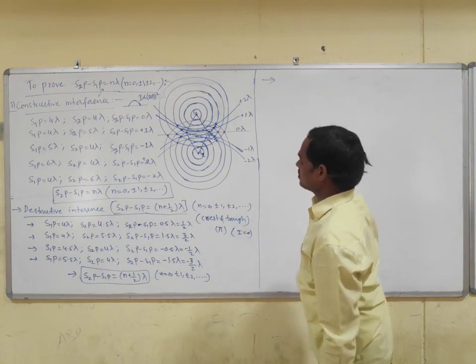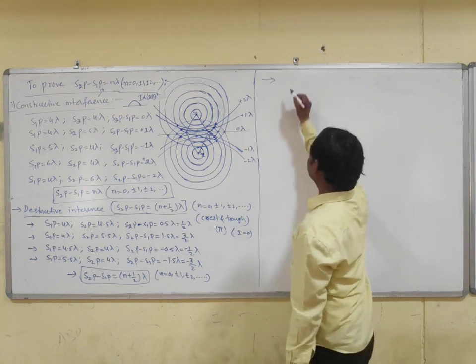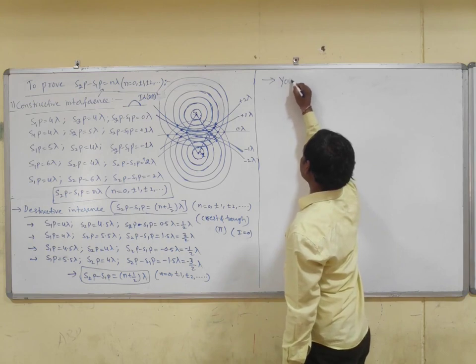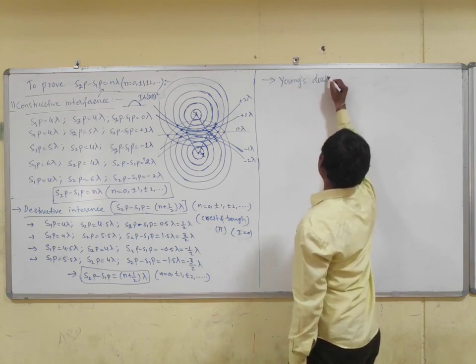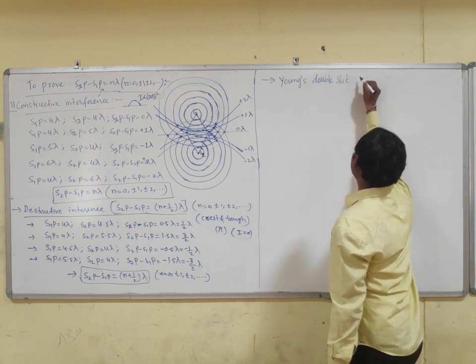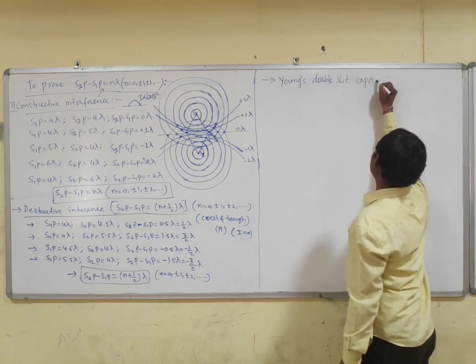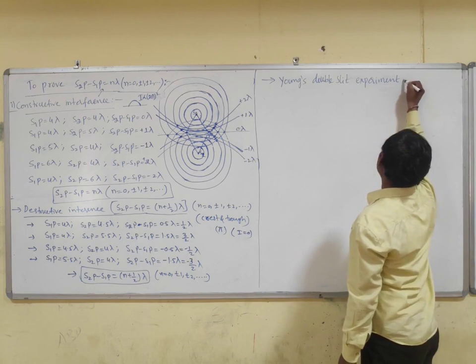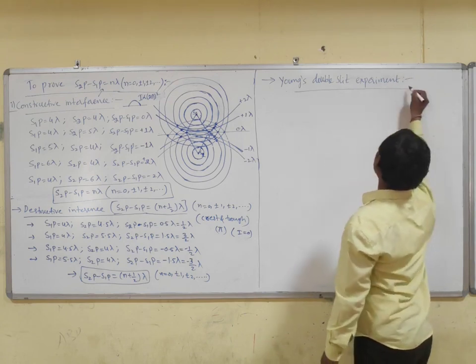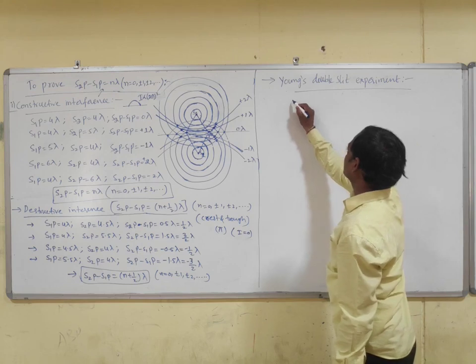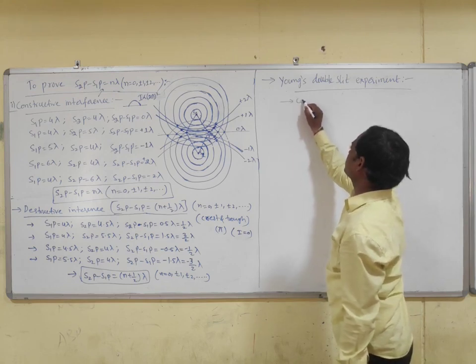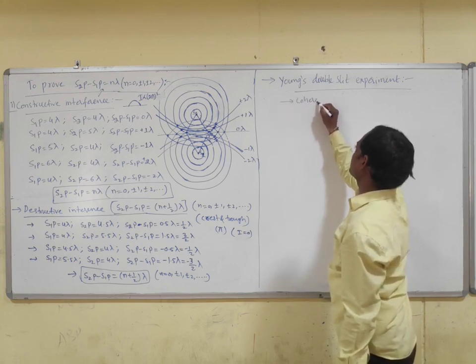Okay. Next, Young's double slit experiment. Young's double slit experiment. So let us draw the diagram first. In the Young's double slit experiment, the condition is sources must be coherent.